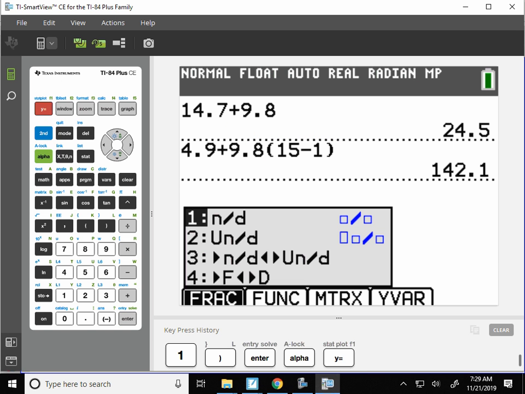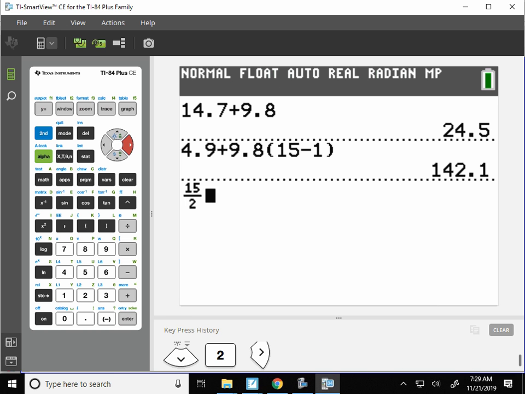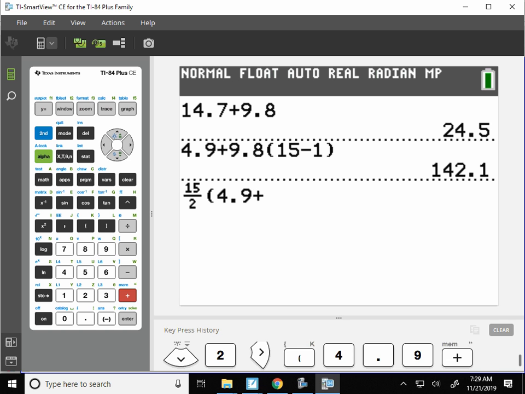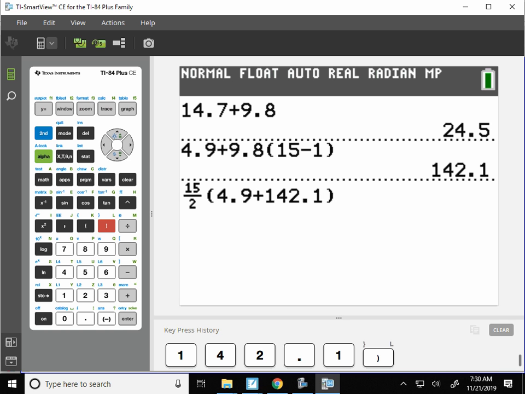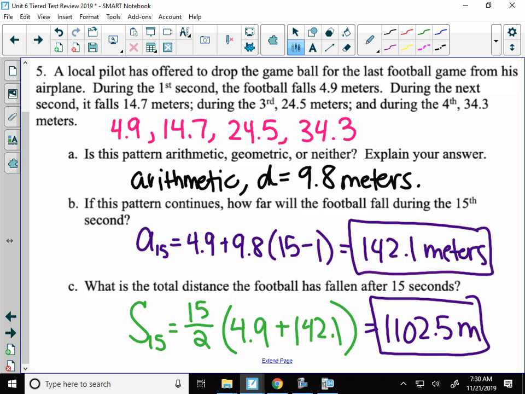So I have 15 over 2 times 4.9 plus 142.1. Enter. And that will be the sum of how far total the football falls during 15 seconds. So 1,102.5 meters. There you are.